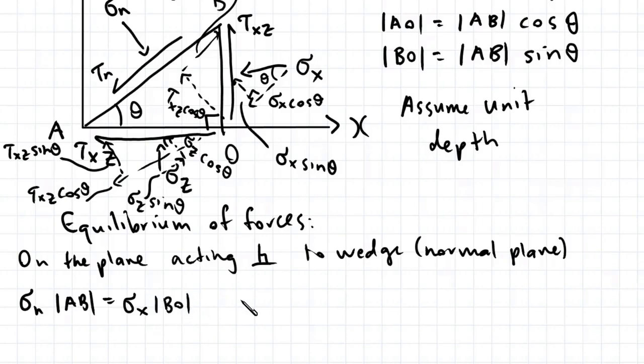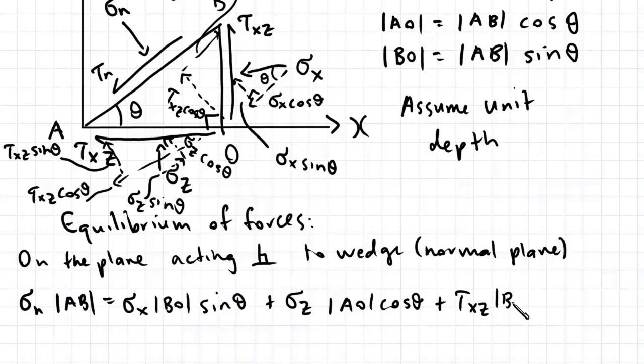BO sine theta plus sigma z AO cosine theta plus tau xz BO cosine theta plus tau xz AO sine theta.